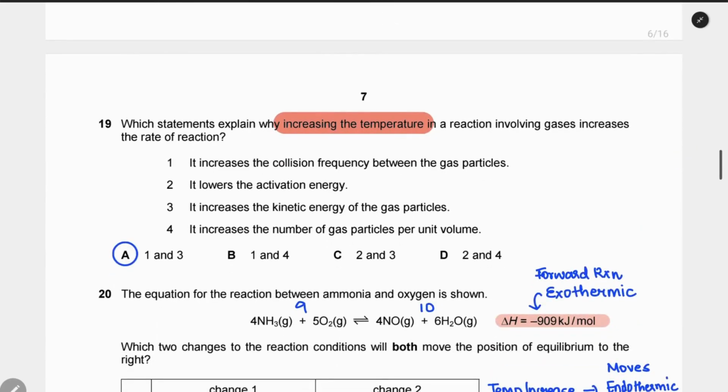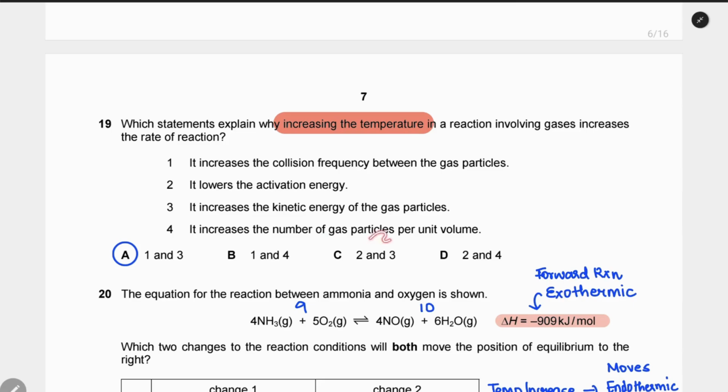Which statements explain why increasing the temperature in a reaction involving gases increases the rate of reaction? So if you see here, it increases the collision frequency between the gas particles. Yes, which is correct. It lowers the activation energy. No, it doesn't lower the activation energy. It increases the kinetic energy of the gas particles. Yes. If we increase the temperature, kinetic energy will also increase.